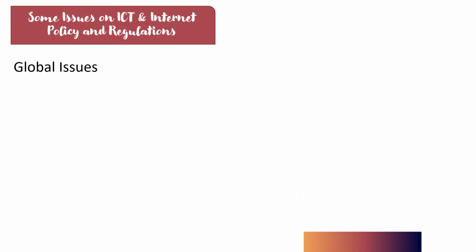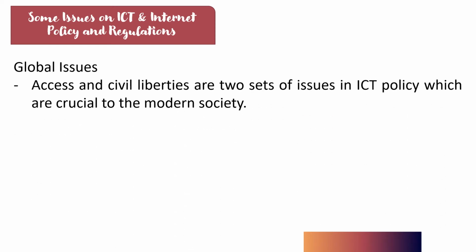Now let's proceed. In the previous slide, we actually discussed the part of the DICT roadmap, and of course, the ICT for education, and then the program, and the different provisions containing the ICT for education, or ICT4E. So let's go down to the issues in ICT and internet policy and regulations. We will start with the very general one, which is the global issues. So when it comes to global issues, access and civil liberties are two sets of issues in ICT policy which are crucial to modern society.